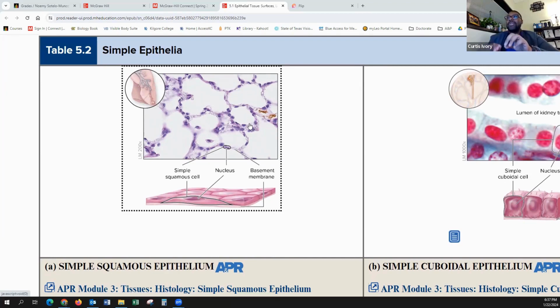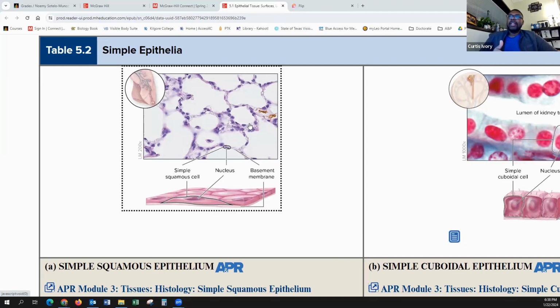Since it's one cell thick, it's very thin. Because it's only one cell wide, it doesn't take much for oxygen and other nutrients to pass through. And we want that for our lungs. We want to be able to exchange the oxygen that we're breathing and the gases that we're trying to give off, and get rid of those pretty quickly. So a lot of simple diffusion can happen within a simple epithelium.